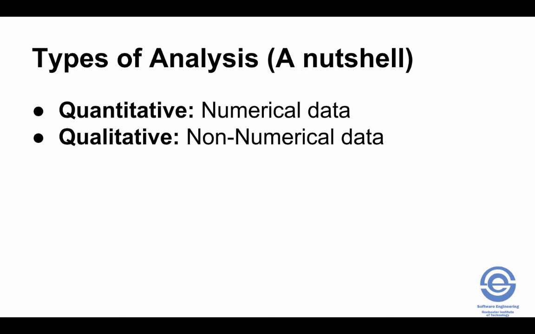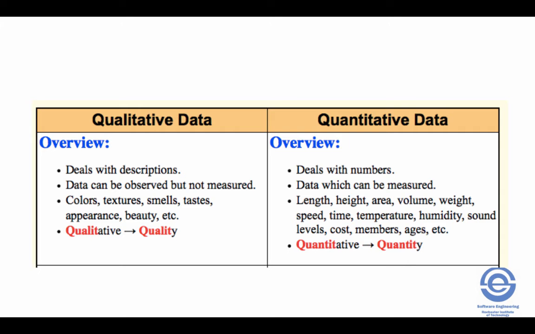So you can combine different quantitative and qualitative types of analysis during a research project. So it may make sense to combine these in different studies. So more examples of qualitative and quantitative data sets. Qualitative, that might deal with descriptions, colors, textures, smells, appearance, things like that. And again, quantitative might deal with numbers, so length, height, area, volume, cost, ages, etc.